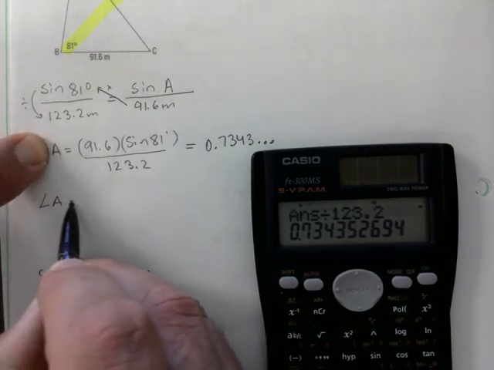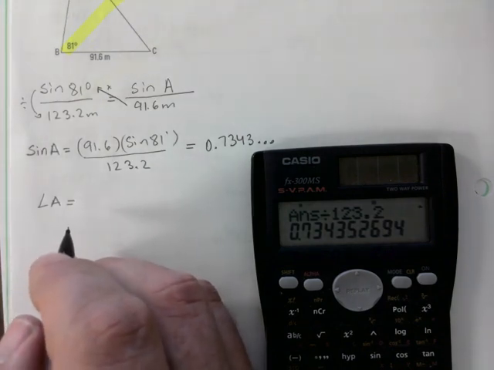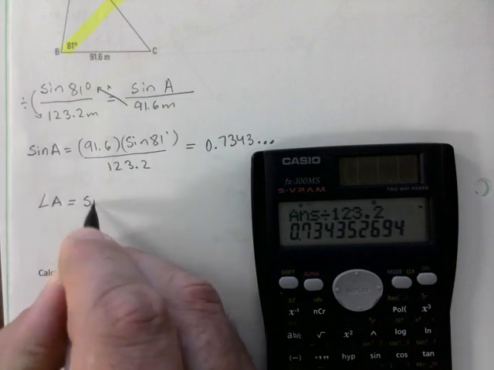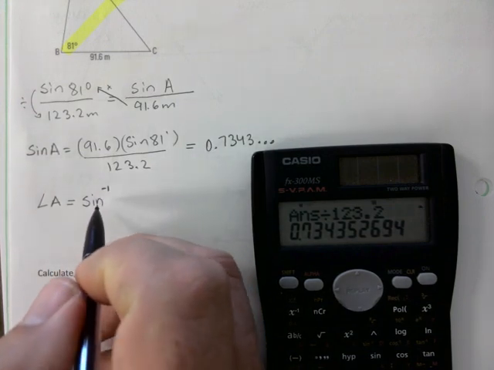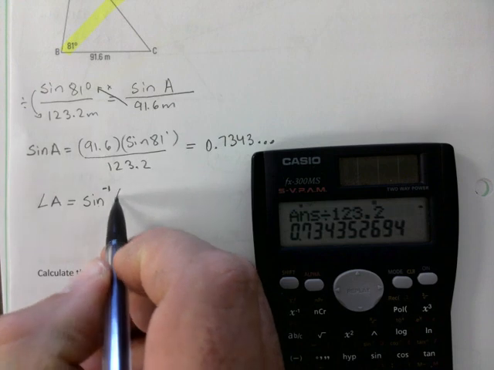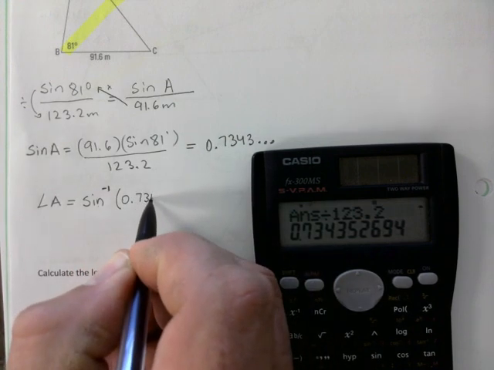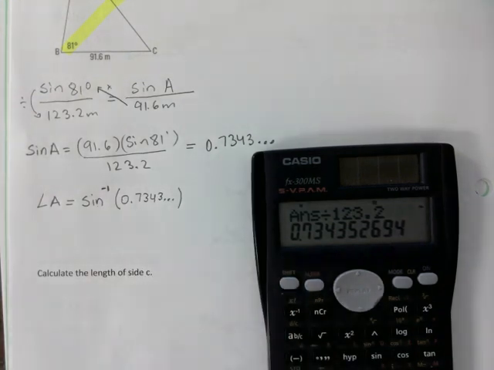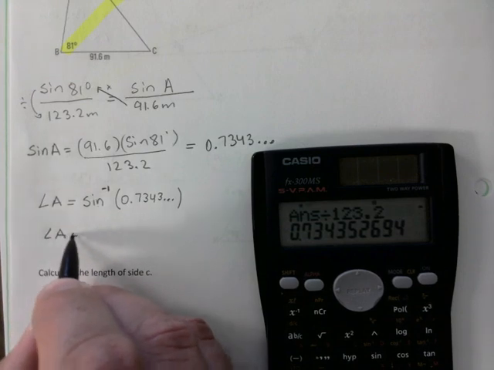Do you remember what we did last year? What you did last year to find an angle? It's called the inverse operation. Yeah, it looks like a subtraction, but it's just saying inverse. That's what that is. So sine inverse of the number we just found, 0.7343, and we're going to go... and that's just telling us that we're using whatever the calculator just gave us.